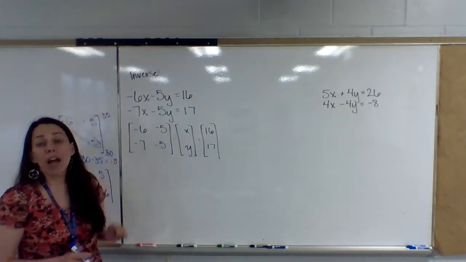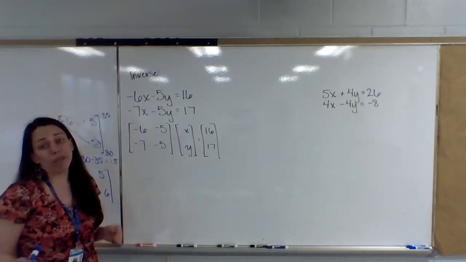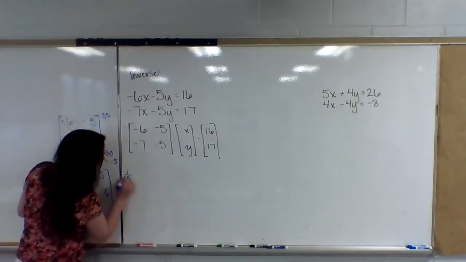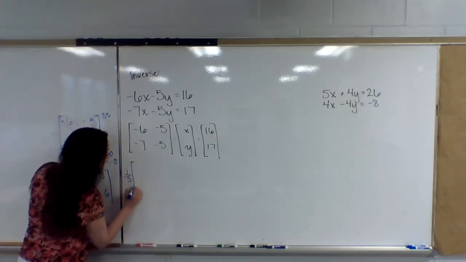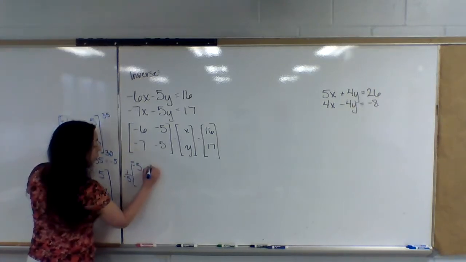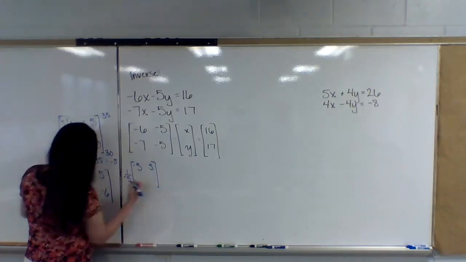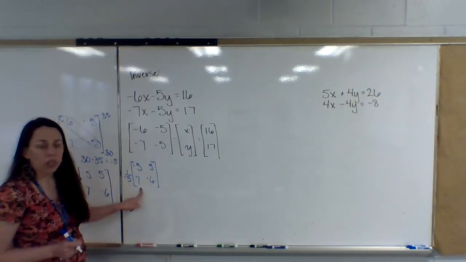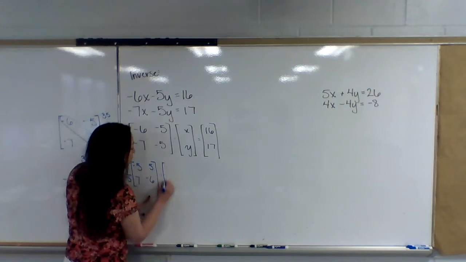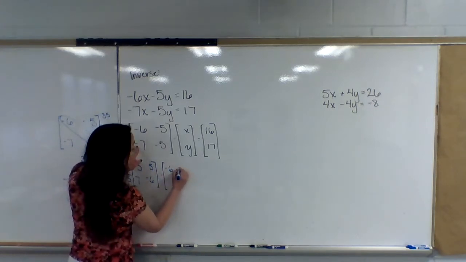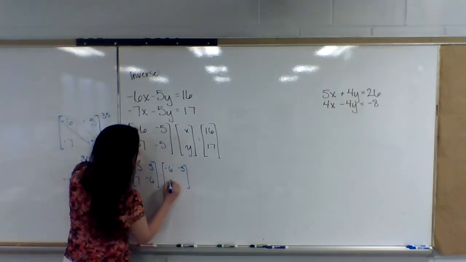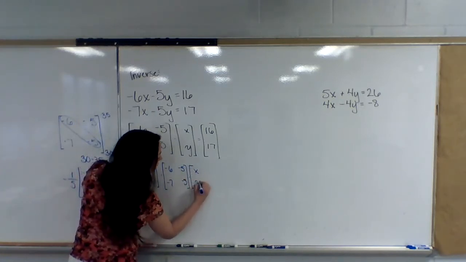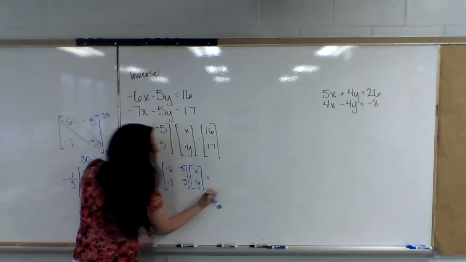Now, when multiplying, order makes a big difference. I have to write the inverse first both times. I am going to shrink down my writing just a little bit. Hopefully on the camera it still looks okay. But I'm writing my inverse matrix first. I'm then going to write my coefficient matrix again, and my variable matrix.